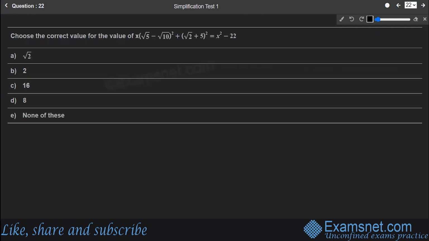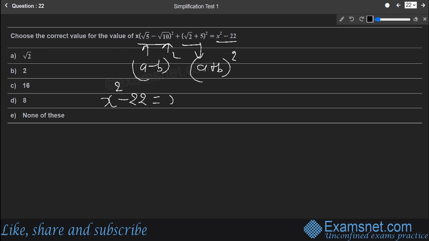Now choose the correct value of x under root 5 minus root 10 whole square and this. So let us try to do it. We will obviously not find out the root 5 value or the root 10 value. Rather, what we can do is, see, this is in the form of a minus b whole square. This particular expression is in the form of a plus b whole square. So we can use these formulas and try to cut down certain things and then solve it in a simple fashion.